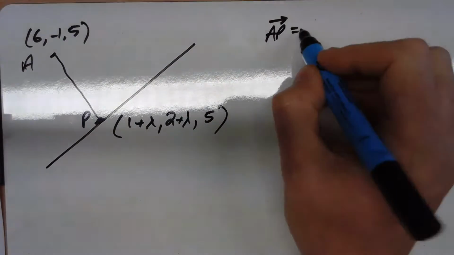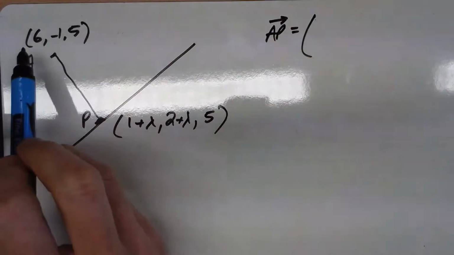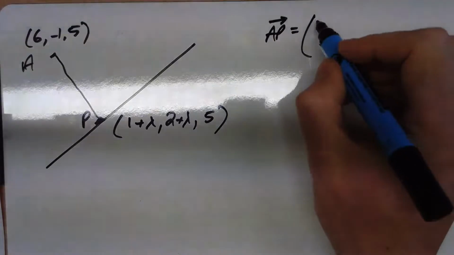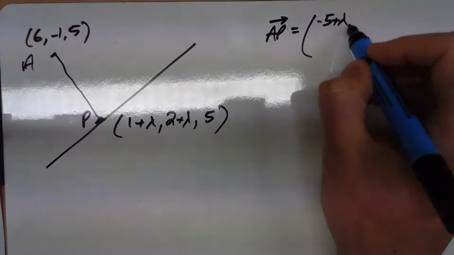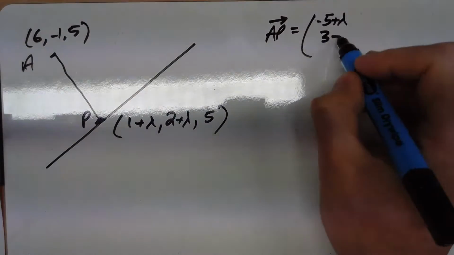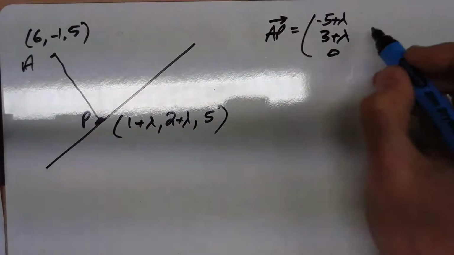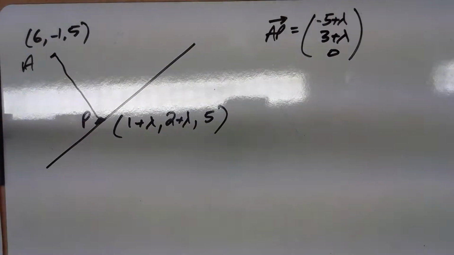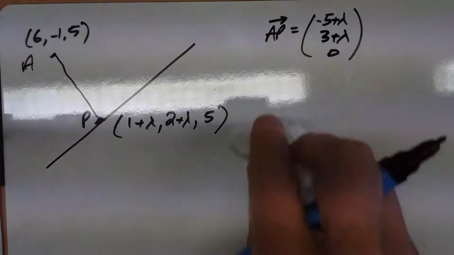Let's find out what the journey from A to P is. Well, it's from 6 to 1, so that's -5 + λ. From -1 to 2, so that's 3 + λ, and then that's just 5 as well. So that's the journey from A to P.